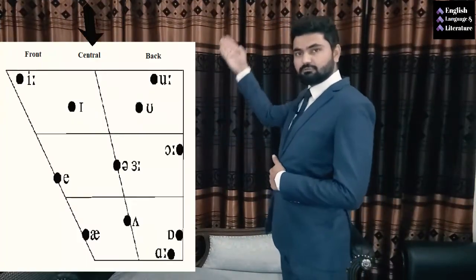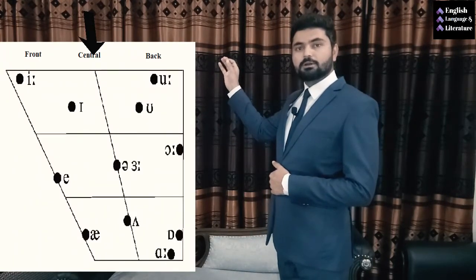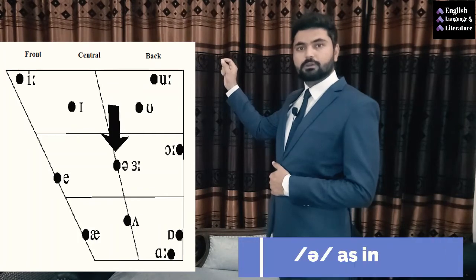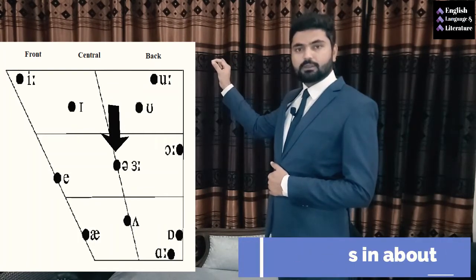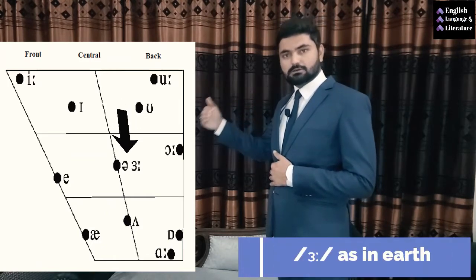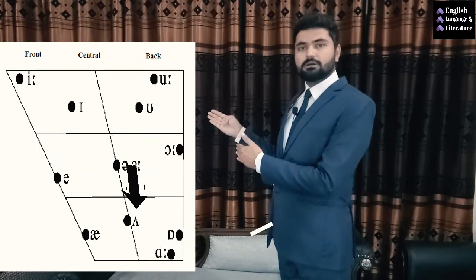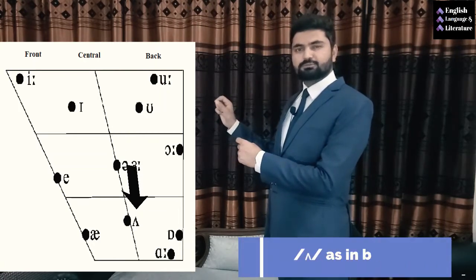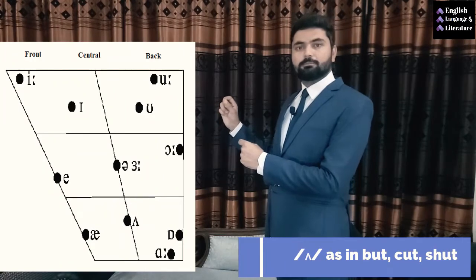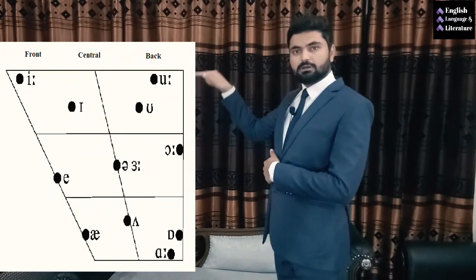Then we have central vowels. In the center we have the schwa sound, as in about. Then we have a long sound as in earth. And then we have a very small sound as in but, cut, shut. It's a very small sound.